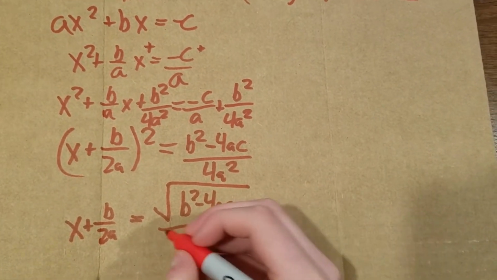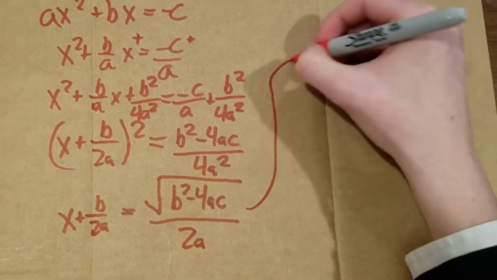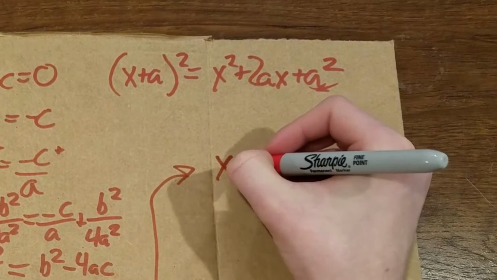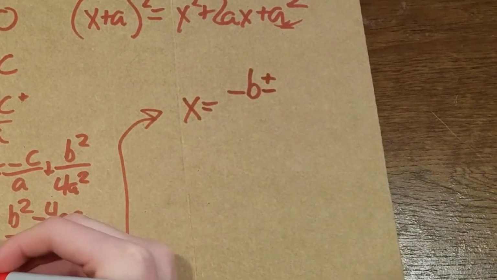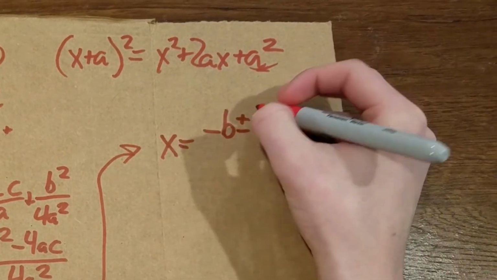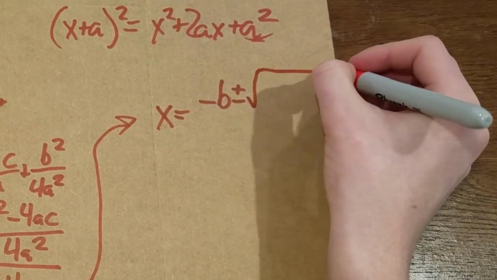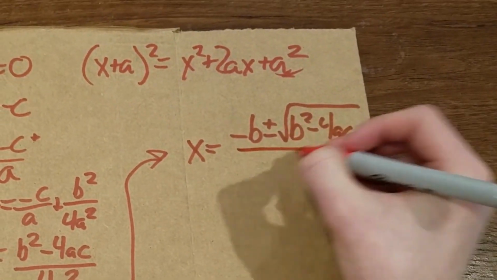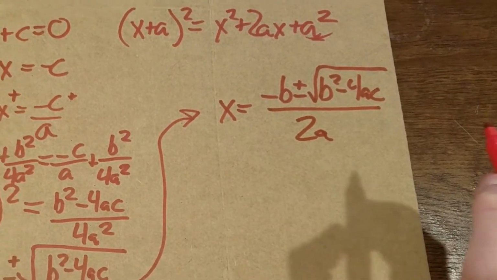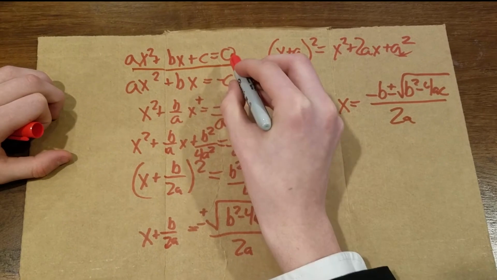Then if we subtract b over 2a from both sides, we get x equals negative b plus or minus, because whenever you take the square root, you have to do plus or minus, the square root of b squared minus 4ac, all of that over 2a. And there's the quadratic formula from the standard form quadratic equation.